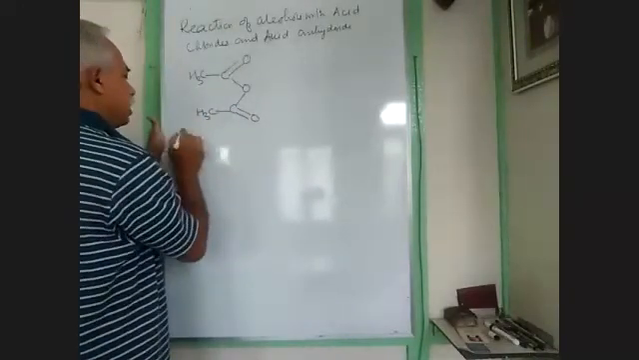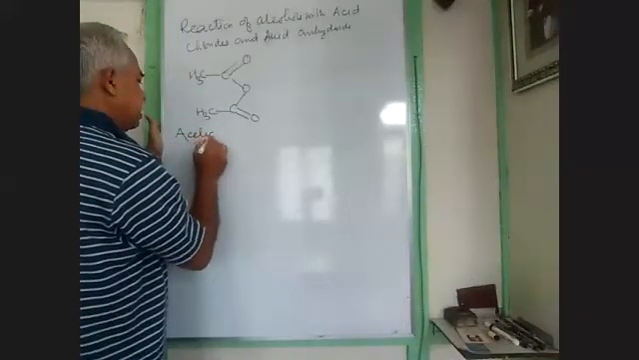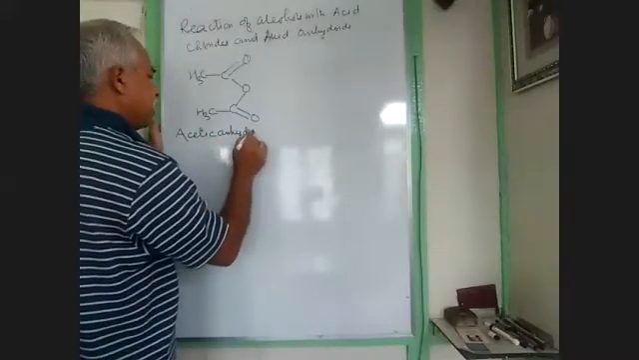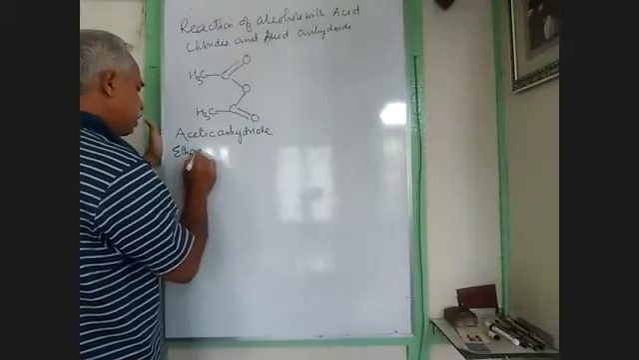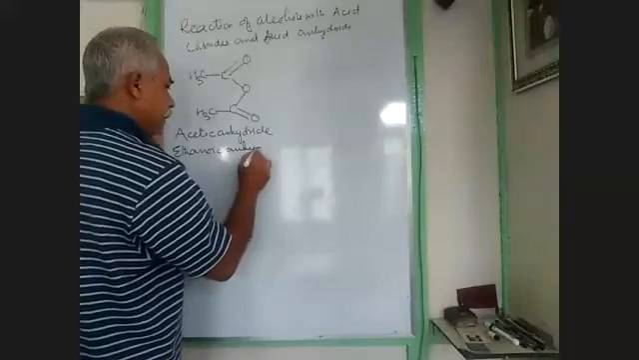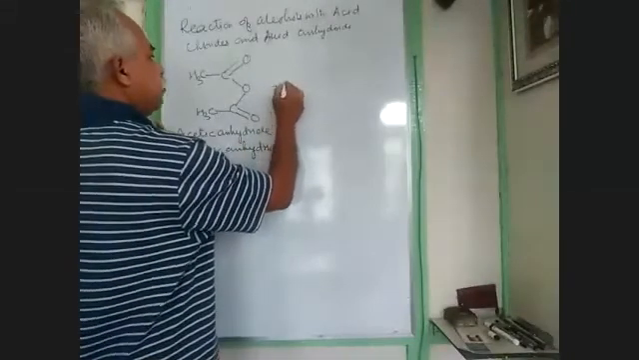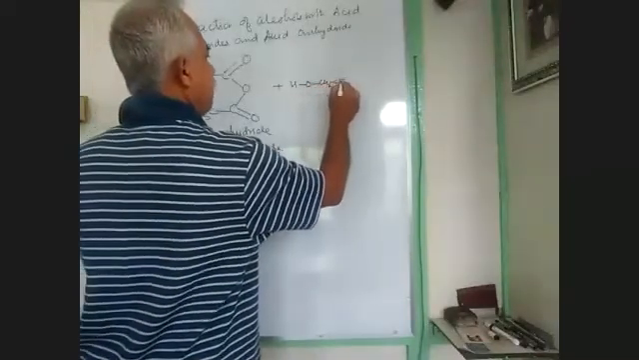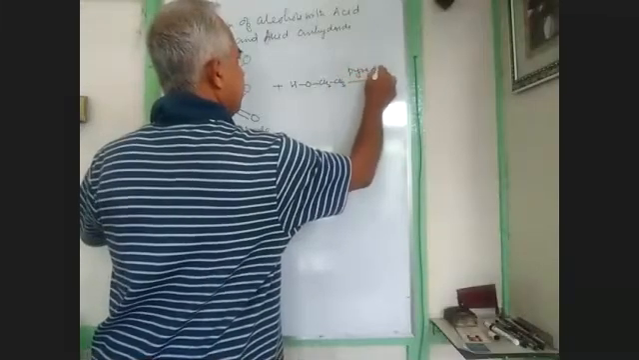This is known as an anhydride of acetic acid. So its name is acetic anhydride, and its IUPAC name is ethanoic anhydride. Now, if I react it with alcohol, and here also you can use pyridine.